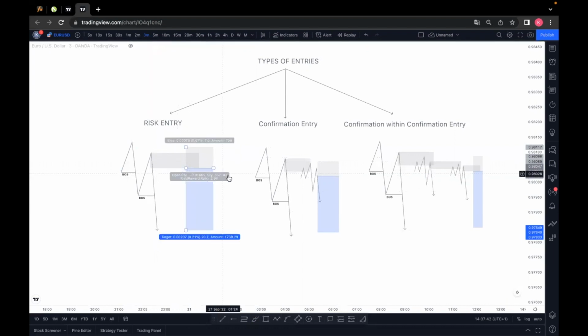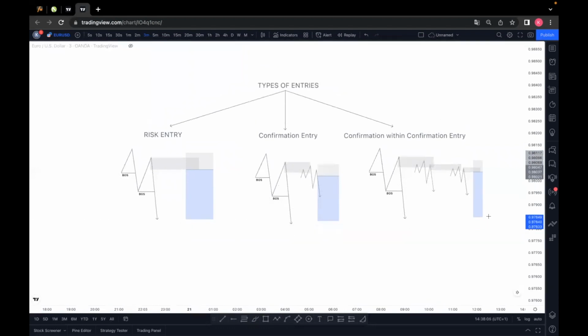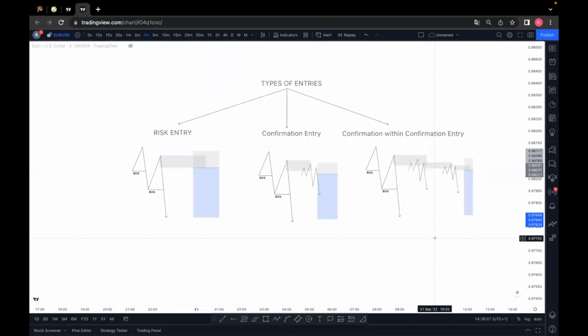So those are the three confluences. I hope you guys take note of this, right? Three confluences we need. So whether you're going to take the risk entry or the confirmation entry, we need to have those three confluences. Number one, a clean OB to trade from, huge momentum on the break, and imbalances, right? We want to see that fair value gap, right? So when it comes to entries, pretty much that's the simple concept of entries. We have the risk and the confirmation entries.